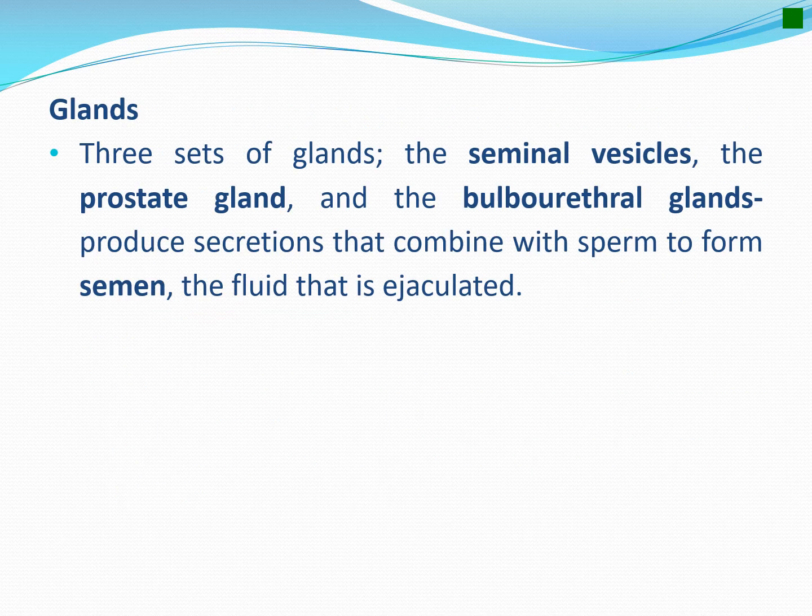In addition to ducts, let us talk now about glands as other internal organs of the male reproductive system. Three sets of glands, the seminal vesicles, the prostate gland, and the bulbourethral glands or Cowper's glands, produce secretions that combine with the sperm to form semen, the fluid that is ejaculated. Seminal vesicles have been discussed above. Now let us talk about the prostate gland and bulbourethral glands.